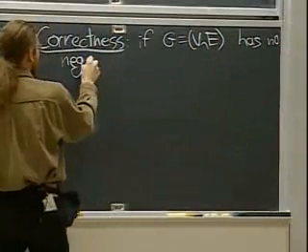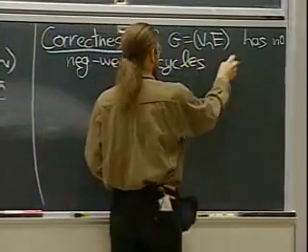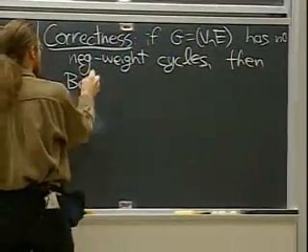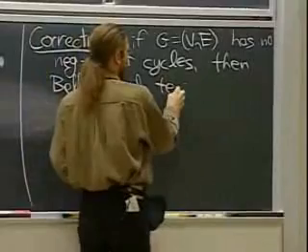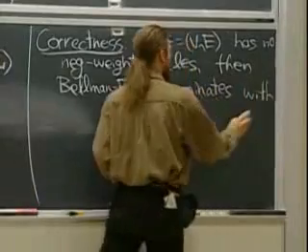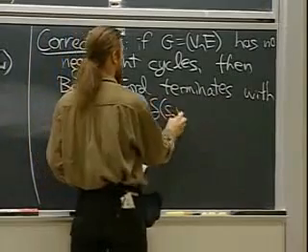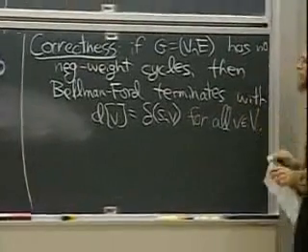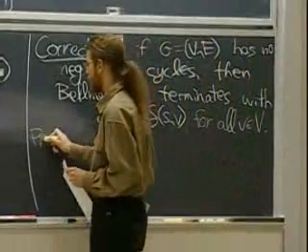So let's suppose we have a graph and some edge weights that have no negative weight cycles. Then the claim is that we terminate with the correct answer. So Bellman-Ford terminates with all of these d of v values set to the delta values, for every vertex. Okay? The proof is going to be pretty immediate.